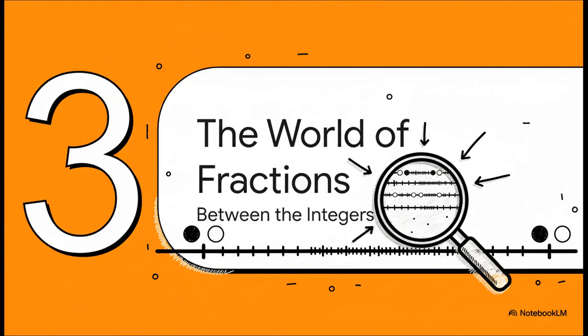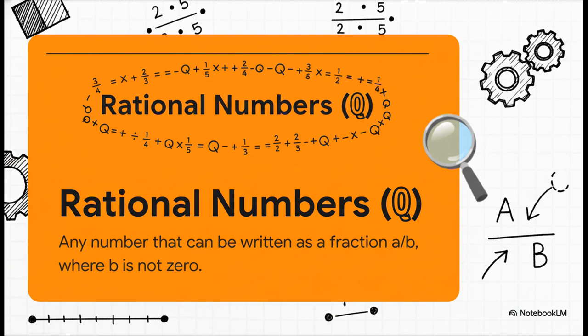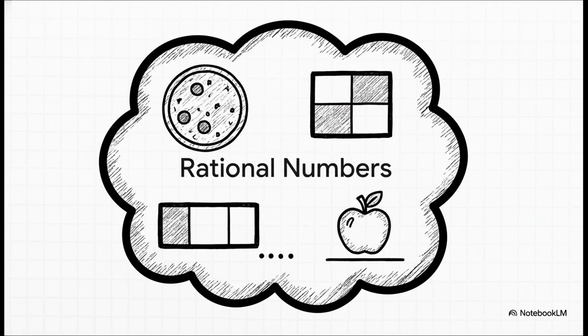All right, so we've got our positive whole numbers and our negative whole numbers. But what about all that empty space between them on the number line? Well, it's time to zoom in. Welcome to the world of rational numbers. And the key to understanding them is right there in the name, ratio. A rational number is just any number that you can possibly write as a ratio, or a fraction of 2 integers. Simple as that. And this family is huge.